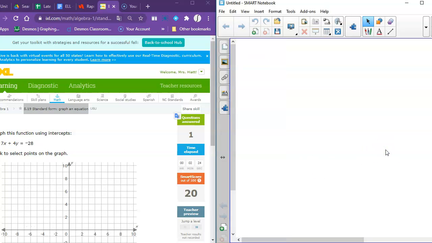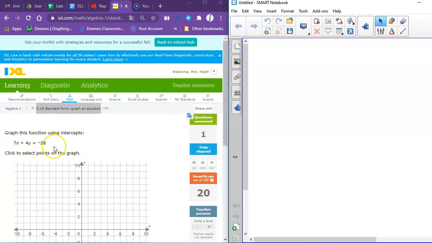Alright, today I'm going to go over how to graph an equation whenever it is in standard form. Standard form is not y equals mx plus b. Standard form is whenever it looks like this problem that I have right here, which is 7x plus 4y equals negative 28. To graph this, we need this equation to be in y equals mx plus b form. That means we've got to solve this equation for the y that is right here.